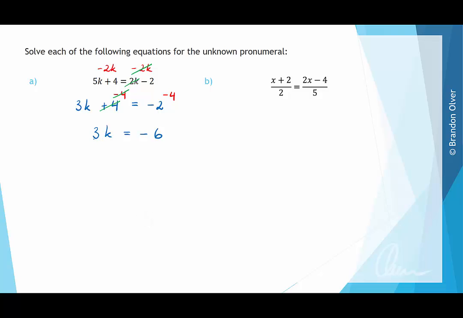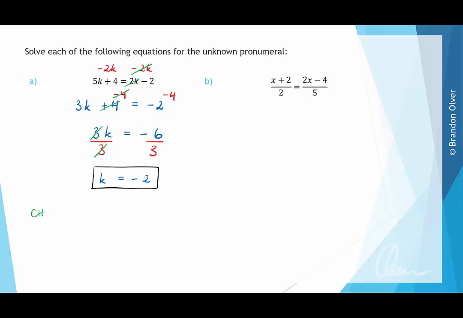And now if k is multiplied by 3, we can divide by 3 and do that to both sides of the equation to get k by itself. So the 3 here and the divide 3 has cancelled. This leaves k = -6 divided by 3, which is -2. Therefore, k = -2 is the answer for part A.